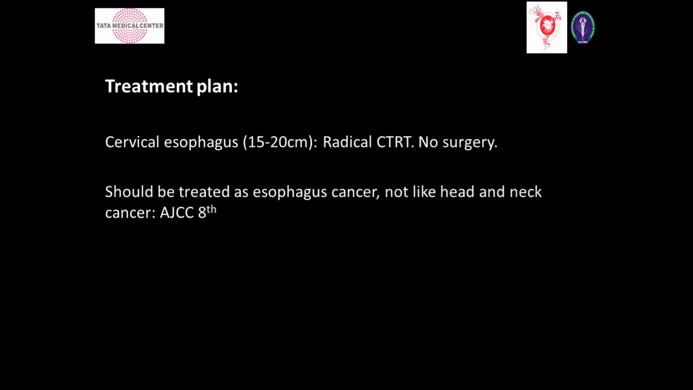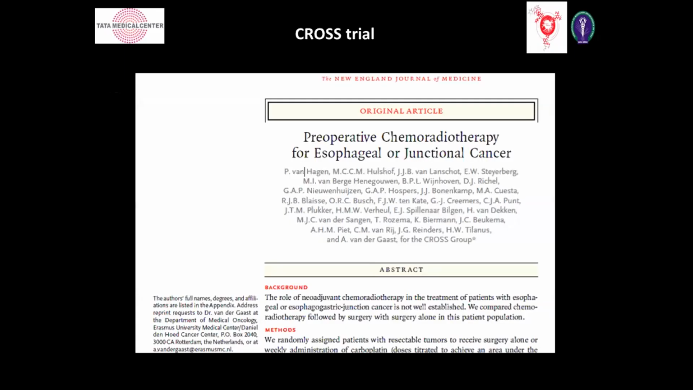As I told you earlier, for cervical esophagus, surgeons have a little role. For tumors less than 20 centimeter distance, the main treatment will be the radical CTRT. No surgical option for this group of patients. But as per the AJCC 8, this group of patients should be treated as esophageal cancer patients, not like a head and neck malignancy, because although the tumor lies in the neck, it does not mean they behave like a head and neck cancer.